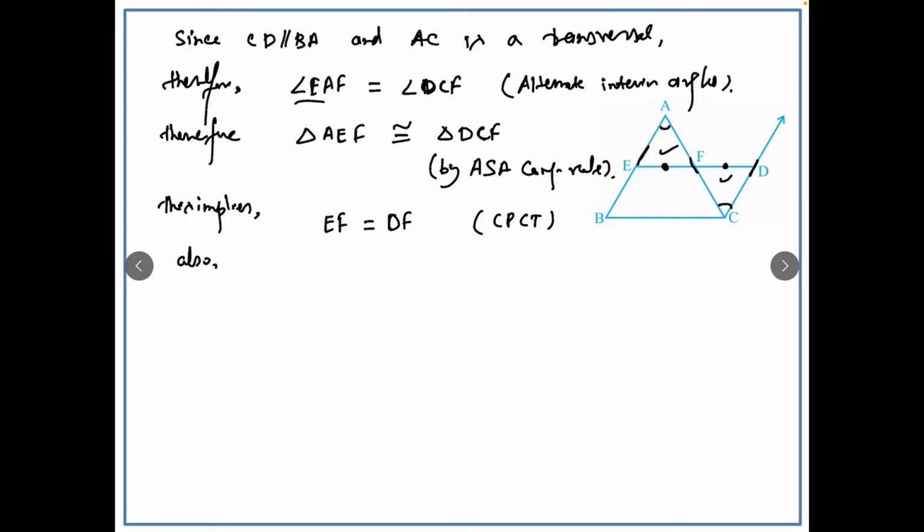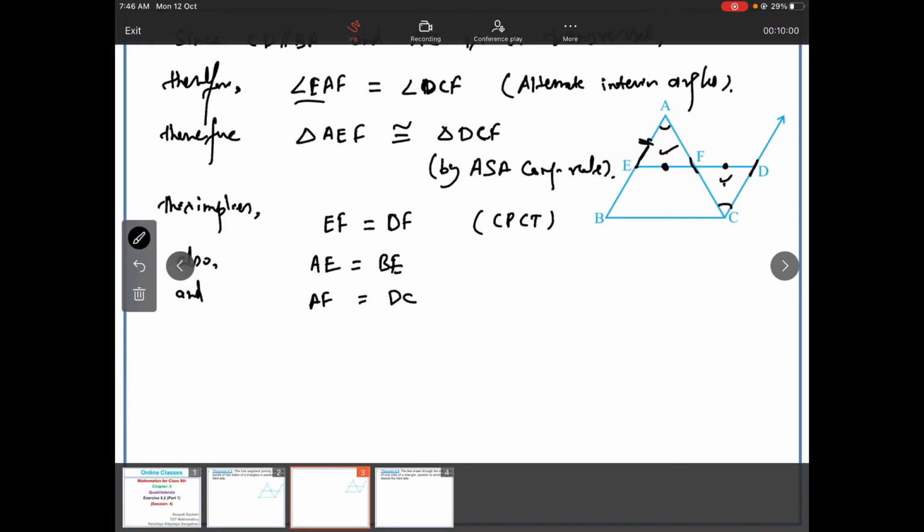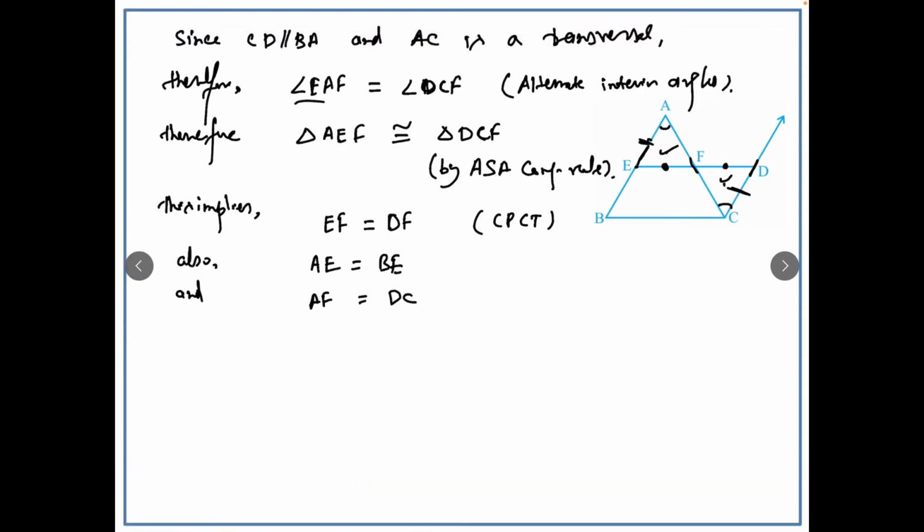we have here that since E is the midpoint of side AB, we'll have that AE will be equal to BE. Okay, and since we have proved that these two triangles are congruent, the corresponding sides DC and AE will also be equal. So AE will also be equal to DC. These two sides will be equal because they are again corresponding parts of congruent triangles, CPCT.